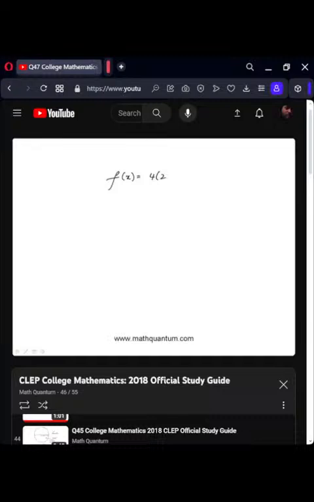We're given that f of x is 4 times 2 to the x. Question is, what is the value of f of 3? So, replace x with 3, get 4 times 2 to the 3. This is 4 times 8, or 32 is the answer.